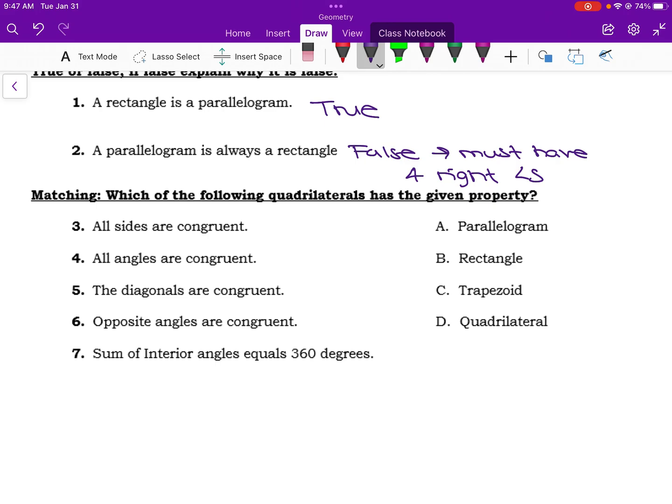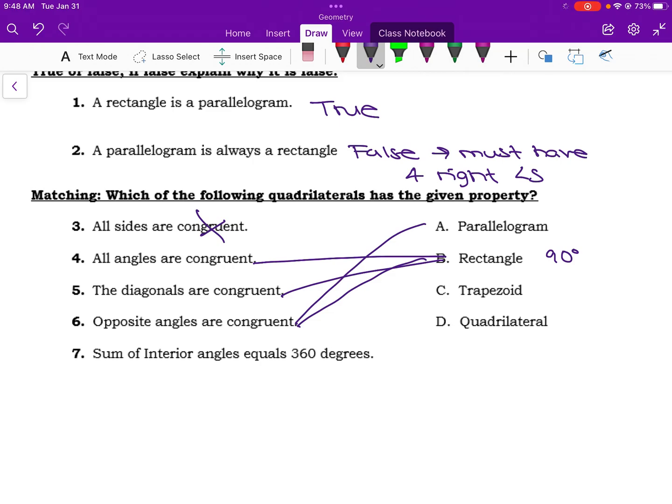Okay. For matching, all sides are congruent. We have not talked about all sides being congruent for any of these. So none of these are going to work. That's actually for future on squares and rhombus, the rhombuses, the rhombi. All angles are congruent for rectangles because they're all 90 degrees. Diagonals are congruent in a rectangle, like we just said. Okay, opposite angles are congruent for a parallelogram, and because rectangle falls into that category, a rectangle as well.